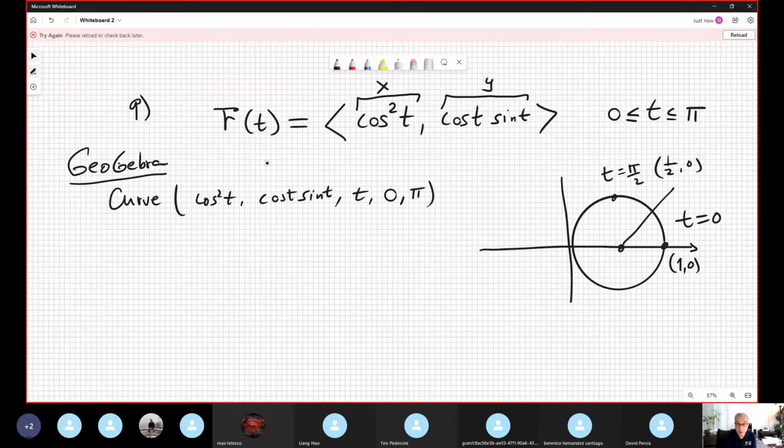Pi over 4, sorry. Pi over 4 is this point. Pi over 2 is this. 3 pi over 4 here. And we come back here to pi. The cycle, the period is pi, not 2 pi. So move in that direction. This is the orientation for this parameterization. Okay, cool.